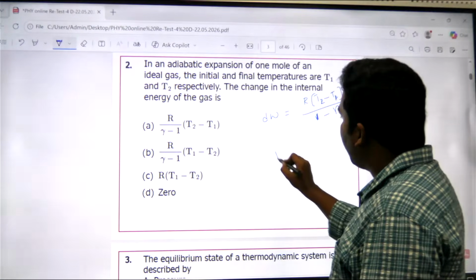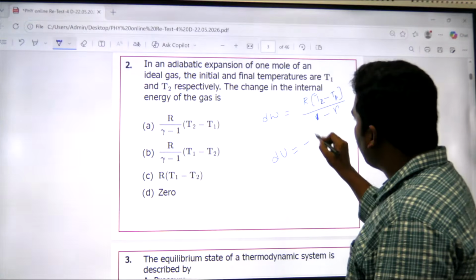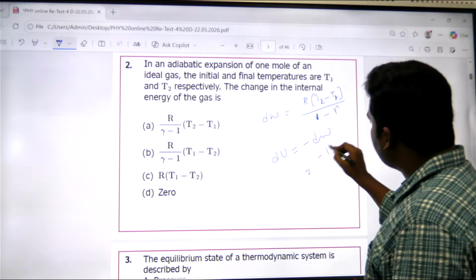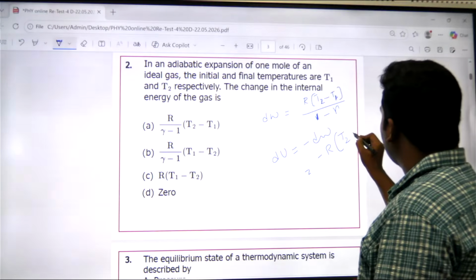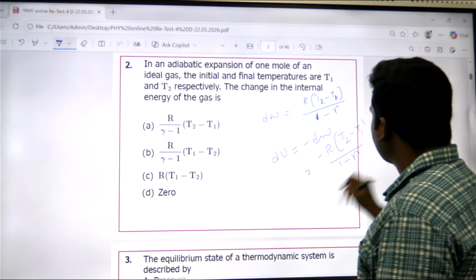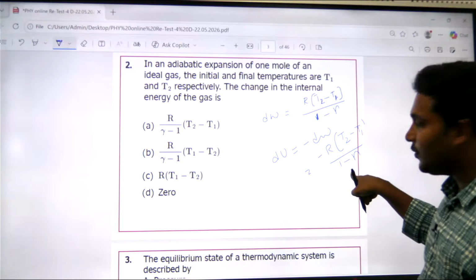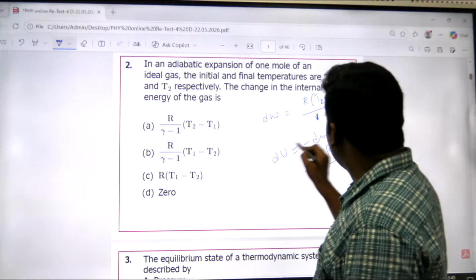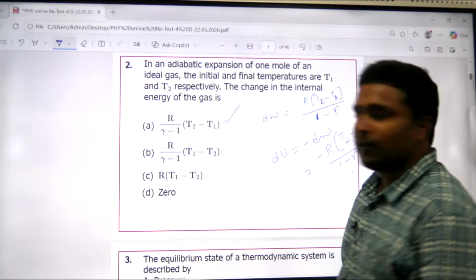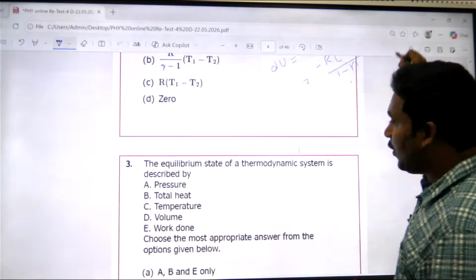But we know that in an adiabatic process, the change in internal energy is equal to the negative of the work done. So this would be equal to minus R(T2 minus T1) divided by 1 minus gamma. The negative multiplied into the denominator will give us gamma minus 1. So this would be R into (T2 minus T1) divided by gamma minus 1. It is option 1. Going to question number 3.